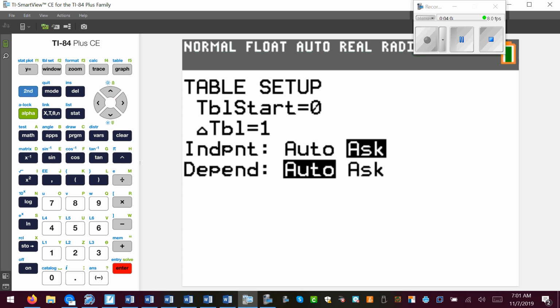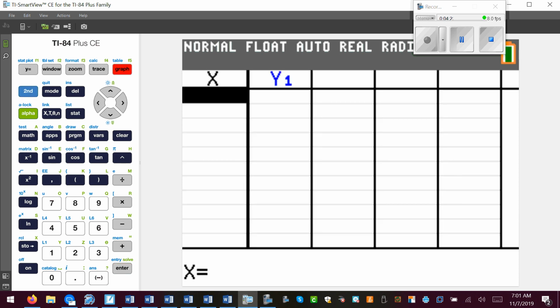That's the independent variable. So I'm going to switch this to ask. Next week when you go to take your test, if you don't change it back to auto, numbers will not show up in your table. But for right now, that's what I want. So I hit second graph, and you'll notice your table is now empty.